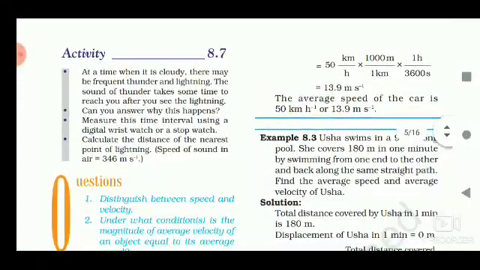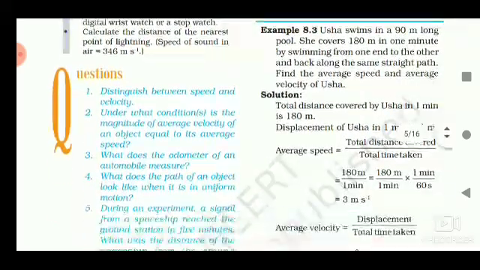Next, activity 8.7: at a time when it is cloudy, there may be frequent thunder and lightning. The sound of thunder takes some time to reach you after you see the lightning. Can you answer why this happened? Because you know the speed of sound is much less than that of light. Measure the time interval using a digital wristwatch or stopwatch and calculate the distance of the nearest point of lightning. That can be done, and we can use the formula v equals s by t. We can find out whatever we want, that is the distance of the nearest point of lightning. Next question, we will discuss this one later.